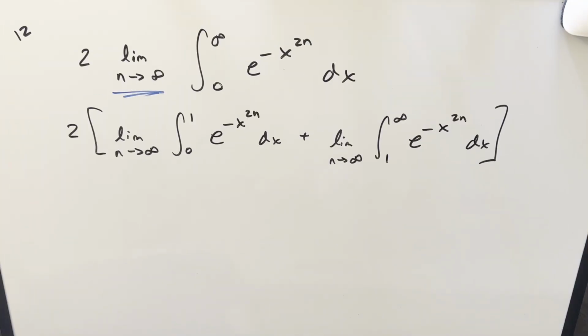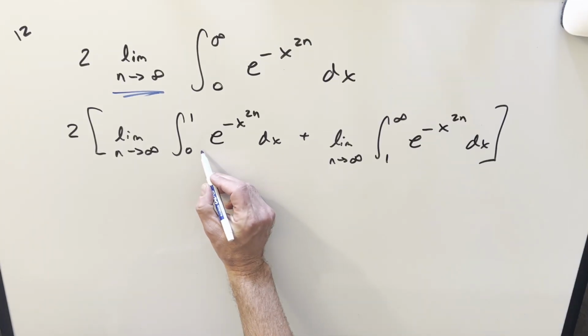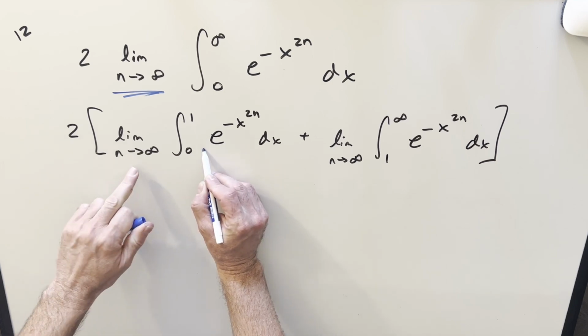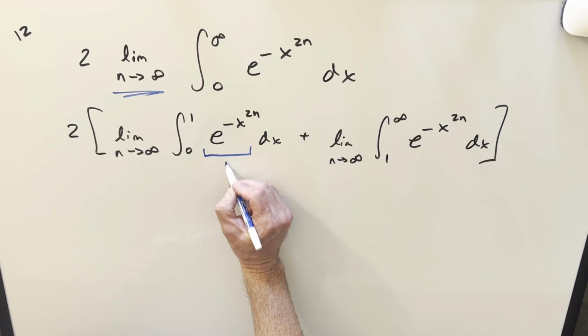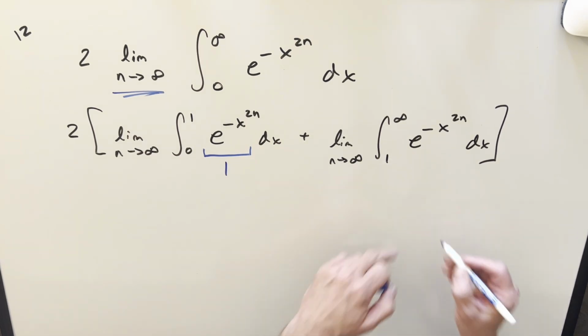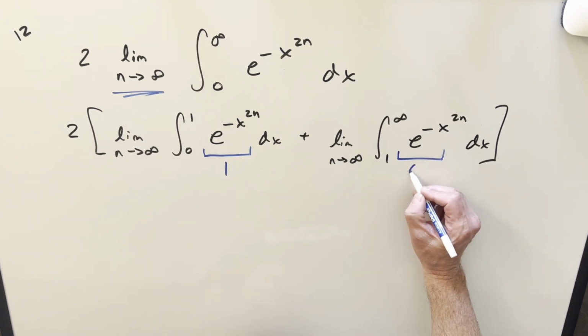Okay, now breaking it up this way from what we found on the previous board, we basically know what these values are in here. With this limit, if we could bring the limit inside the integral, we found this to be 1. And here, if we can bring this limit inside, we found this limit to be 0.